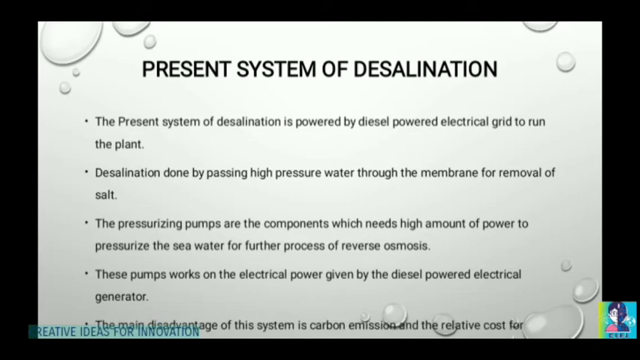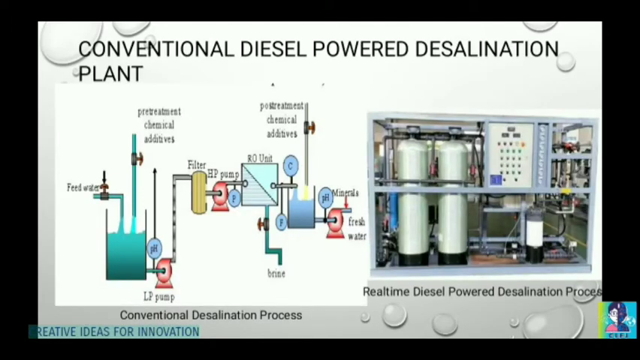The main disadvantage of this system is carbon emission, and the relative cost of desalination increases because of the cost of diesel. This is the conventional diesel-powered desalination method. Chemical additives are used for pre- and post-treatment processes, and electricity is also required to run the motor. Nowadays, this system has become ineffective and costlier.